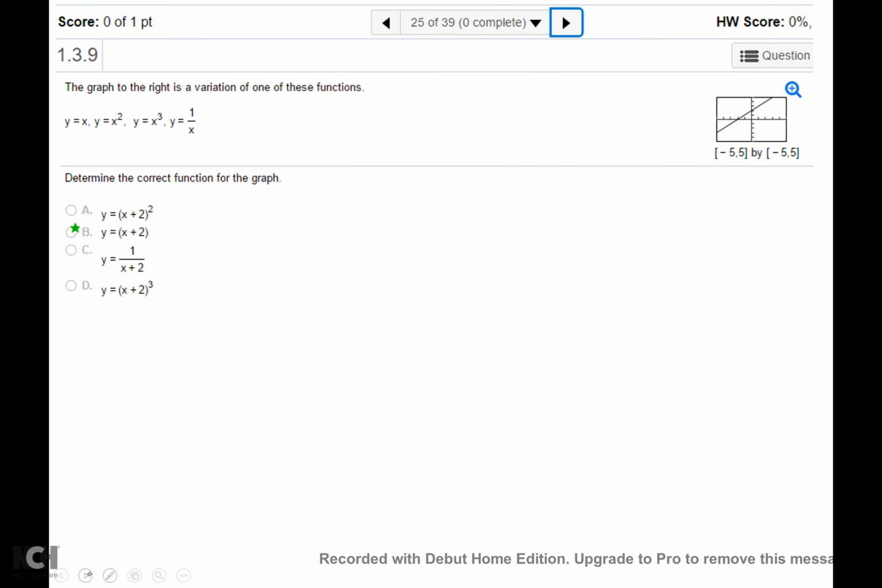The graph to the right is a variation of one of these functions, either the identity function, the squaring function, the cubing function, or the reciprocal function. It's a line, so it's got to be this. Those are out. And then you've got to look at what they did. The graph goes right through the origin, and it looks like all they did was move it 2 up. So identity is y equals x, and if they want to move it, oh, they moved it left 2. Which works also. You could go left 2. You could also go up 2. Lines are funny. Okay, so this line went left 2, so we'd add 2.